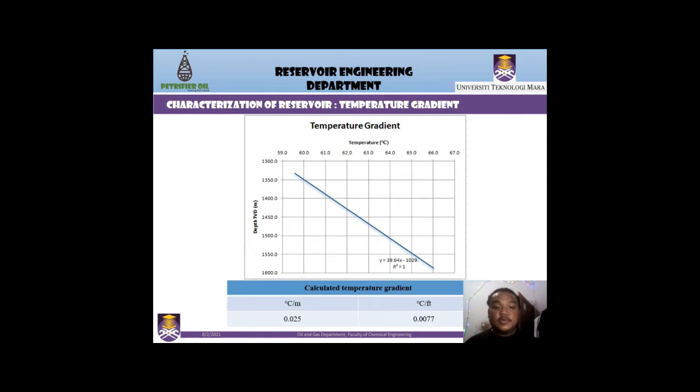For temperature gradient, Sabah Basin has a temperature gradient in the range of 18.2 to 32.5 degrees Celsius per kilometer. Figures show the temperature gradient of the Gelama Merah field based on the MDT data provided. The calculated temperature gradient is 35 degrees Celsius per kilometer, which is still in the range.